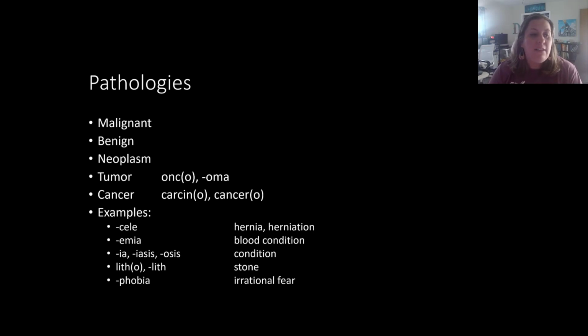We also can see that you have the ia, when we're talking about the condition, where it's just the end of that word. And then you also have stone, which is litho or lith.